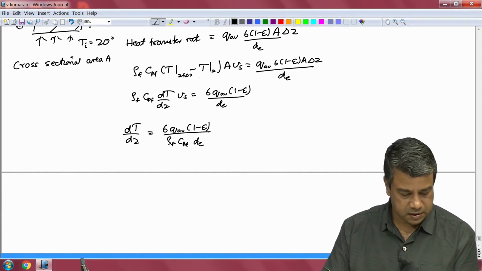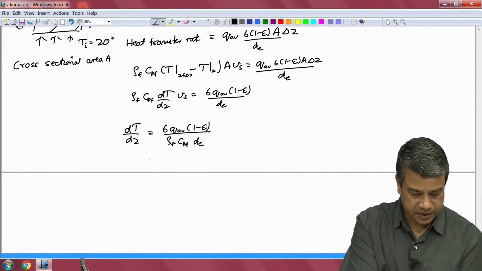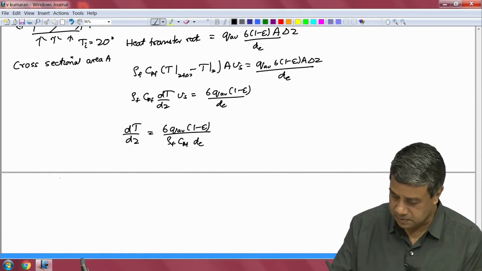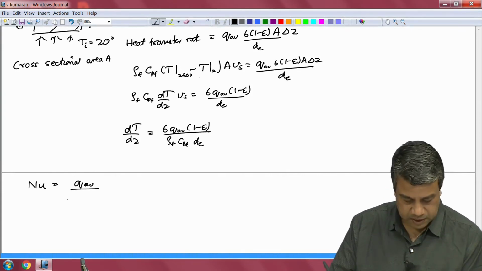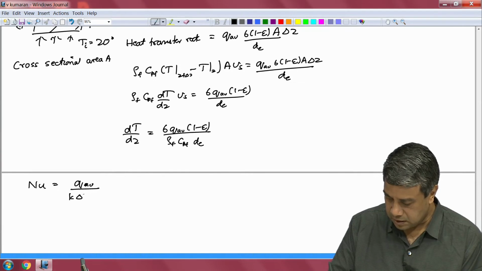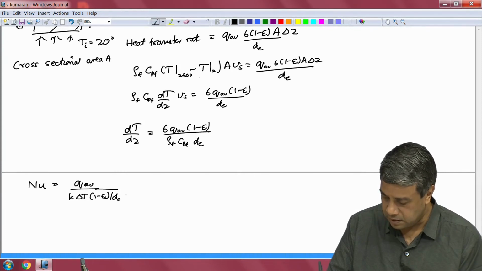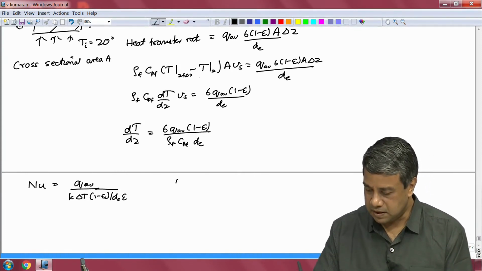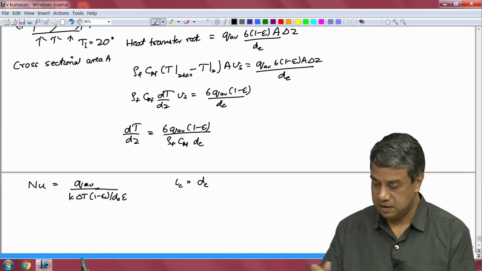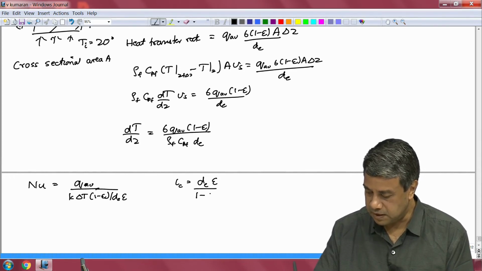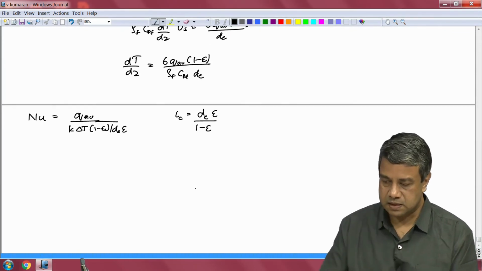And now I use a correlation for the heat flux. If you recall, the Nusselt number for a packed bed is defined as Nusselt number is equal to Q average by K delta T into 1 minus epsilon by dE epsilon. The characteristic length scale for the particles is equal to the characteristic length scale for the voids, which is dE into epsilon by 1 minus epsilon for a packed bed. You can go back and refer to this. So I can use this as the Nusselt number correlation.